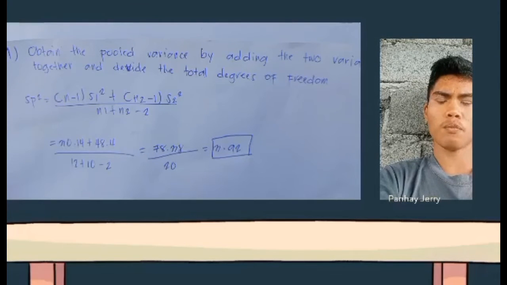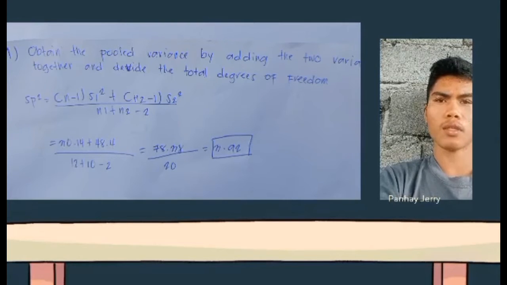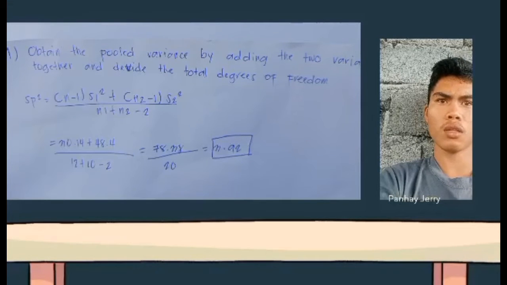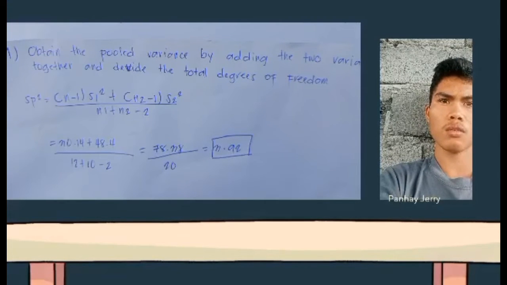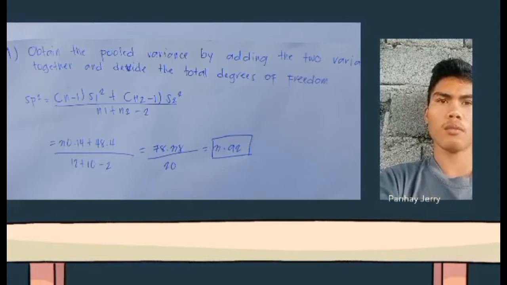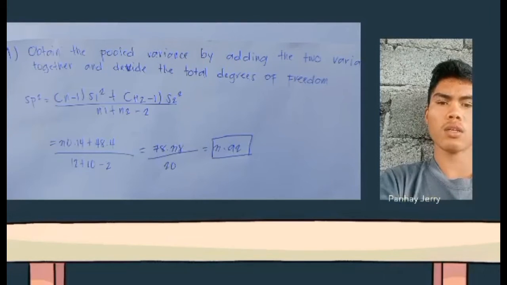30.14 plus 48.4 equals 78.38. Then compute the sample size number 1 and 2: 12 plus 10 minus degrees of freedom, which is 2. Then we have the total 20 degrees of freedom. Then divide it: 78.38 divided by 20 equals 3.92, the pooled variance.